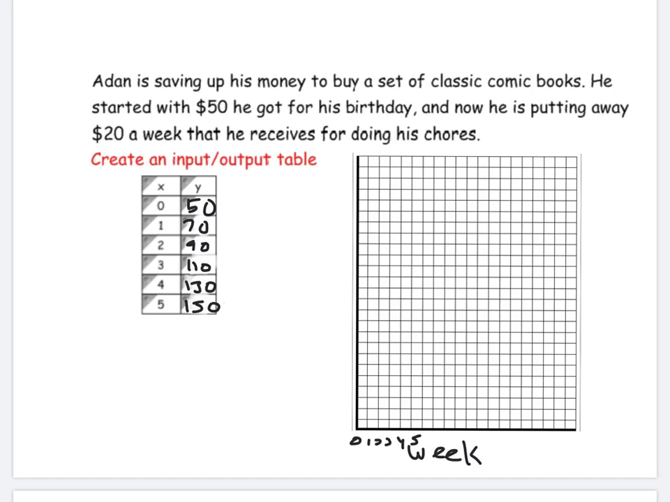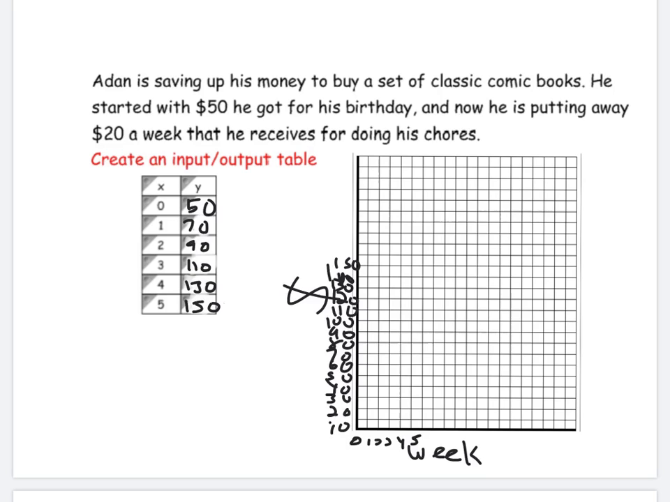It's a bad dollar sign. So I'm going to have my money, or my amount saved. And the smallest number I need is 50, and I need to be able to go to 150. So I can probably number my y-axis by 10. So that first line would be 10. The second would be 20, 30, 40, 50, 60, 70, 80, 90, 100, 110, 120, 130, 140, and 150. I can stop there because that's the highest amount that we need.